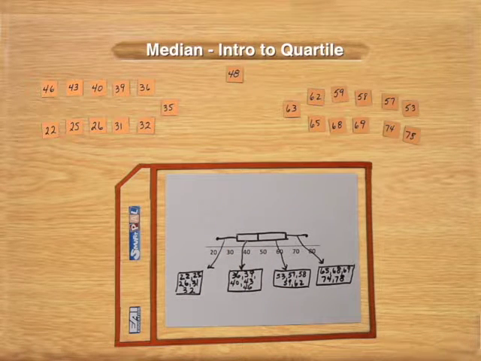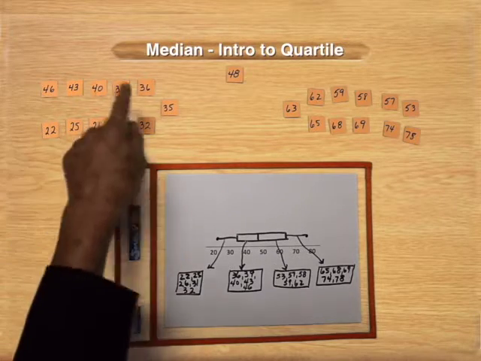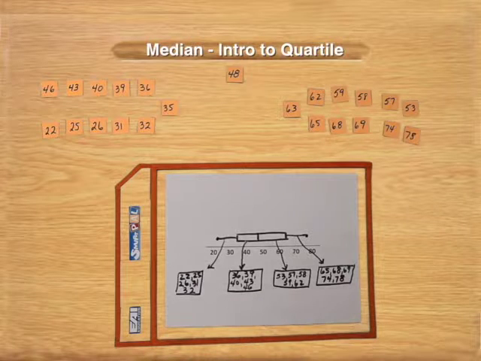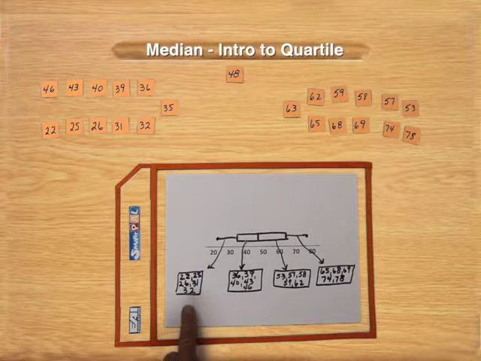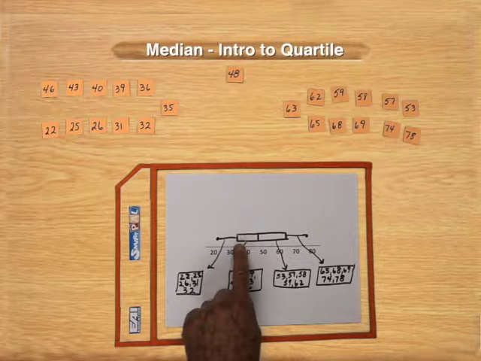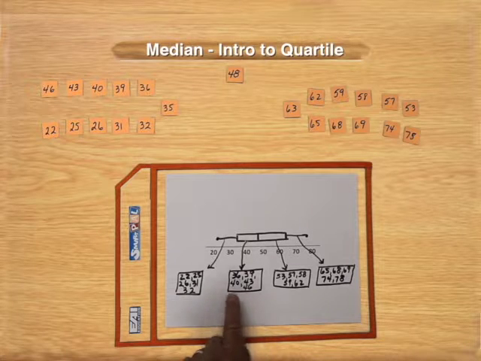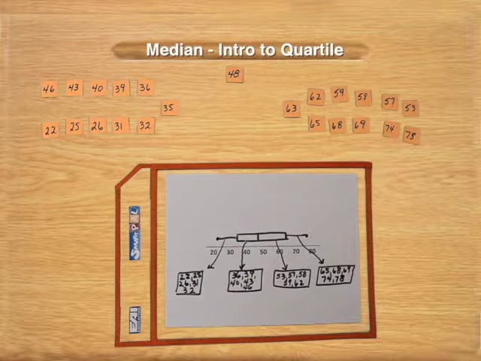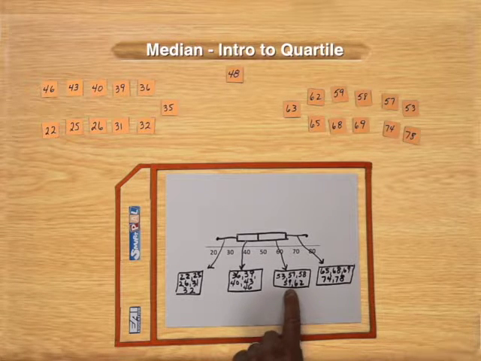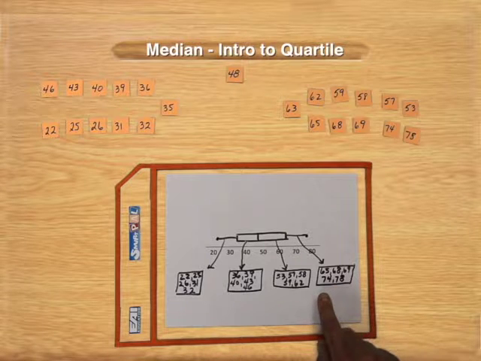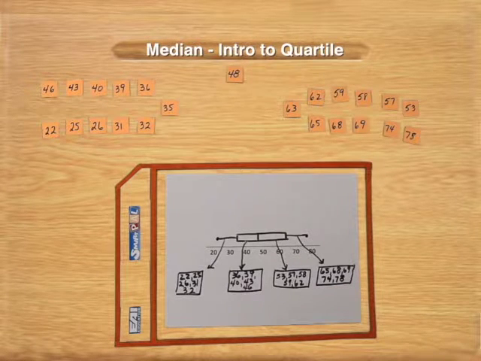And if you'll notice something about these numbers, the number of numbers in each section of the graph is the same. You have 5 numbers between the lowest and the first point, 35, which is the middle of the low numbers. You have 5 numbers between 35 and 48, 48 being the middle number of the entire group. You have 5 numbers between 48 and 63. And finally, in this last set of the graph, you have 5 numbers between 63 and 78.